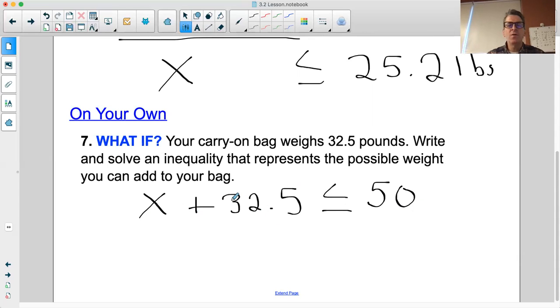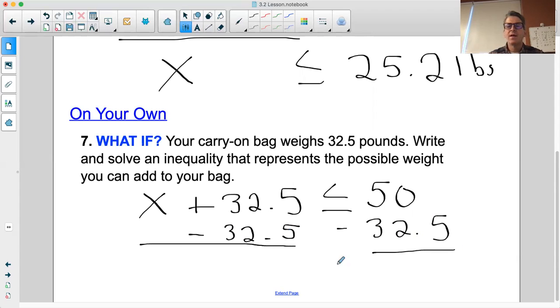So to solve this inequality, the inverse operation of adding is going to be subtracting the 32.5 from the left, and we're going to subtract 32.5 from the right. And in this case, what you can add has to be less than or equal to 17.5 pounds.